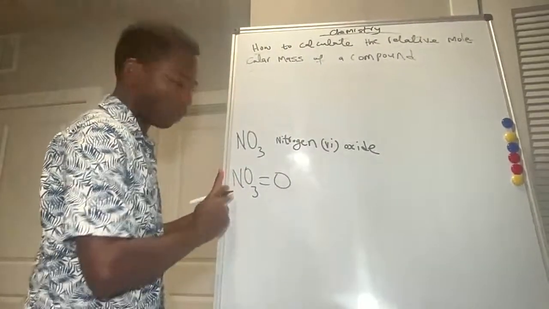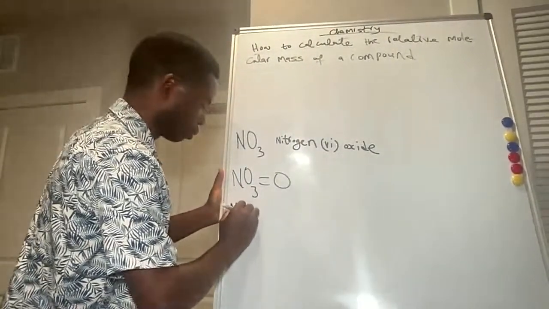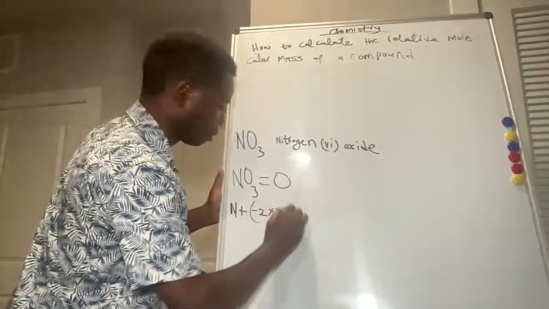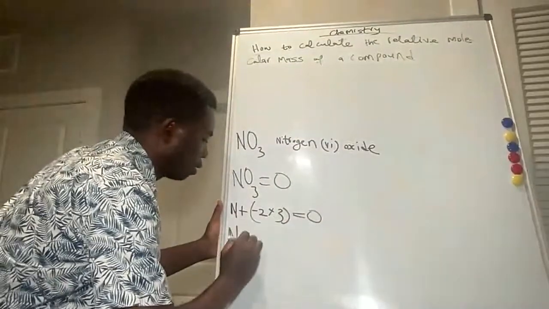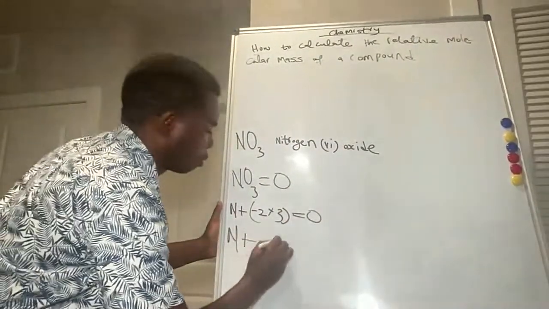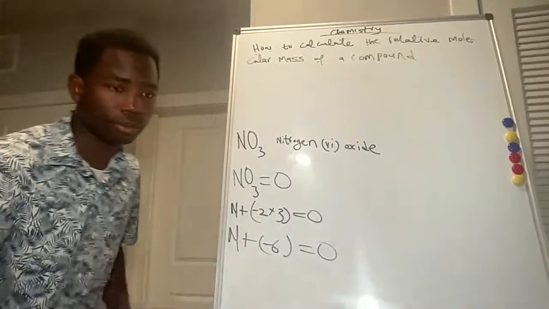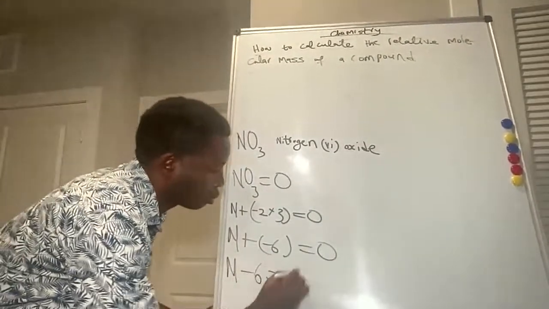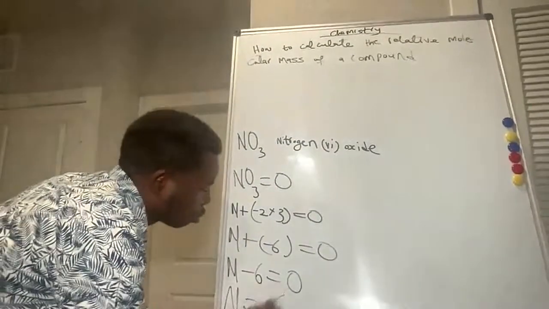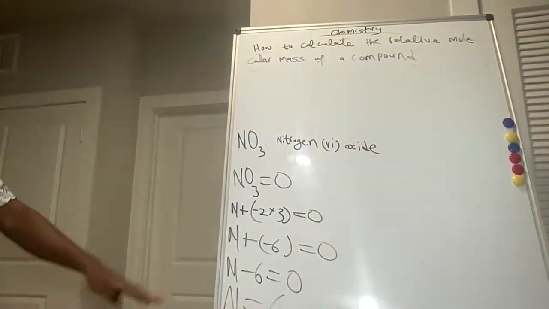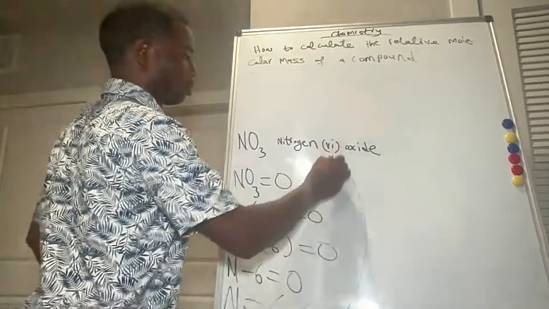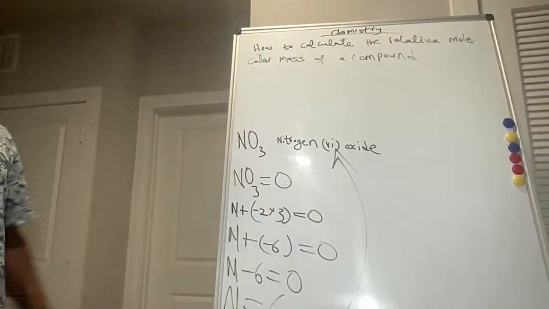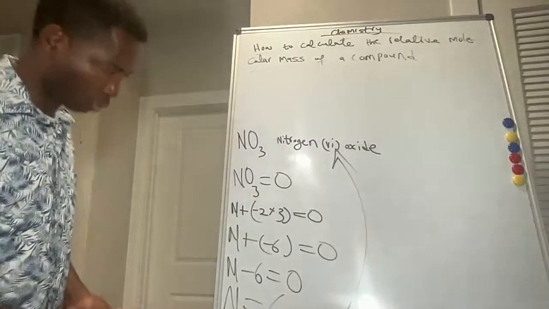So now, let's make n the subject of the formula. It will now be n plus minus 2, or oxidation number first, use minus 2 times 3 is equal to 0. N plus minus 6 is equal to what? 0. Now, plus times minus is minus. N minus 6 is equal to 0. N is equal to what? 6. That is why this compound is called what? It is called nitrogen what? 6 oxide.